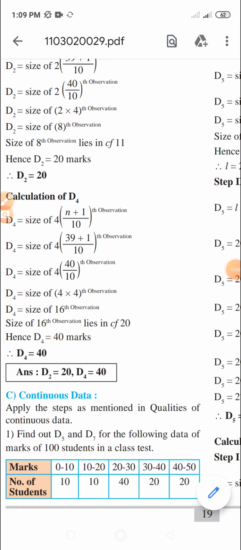Okay, next, so here we completed calculation of deciles as per discrete series. So the next part is calculation of deciles as per continuous series, or continuous data, when the data is arranged in classes or in groups.